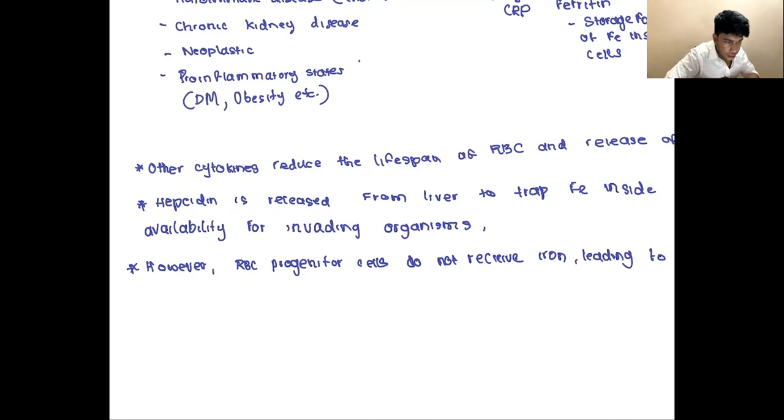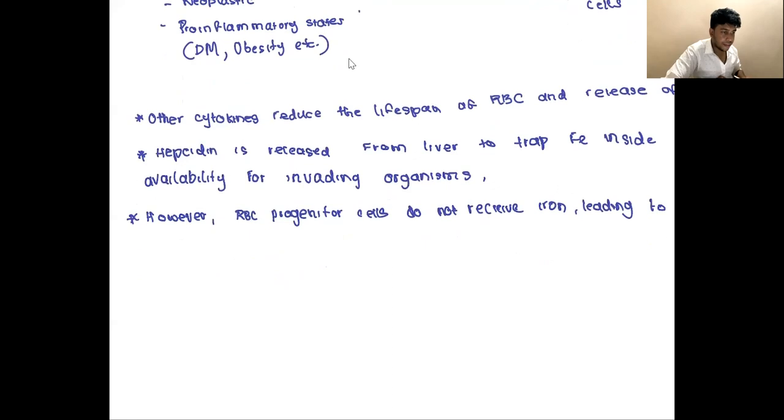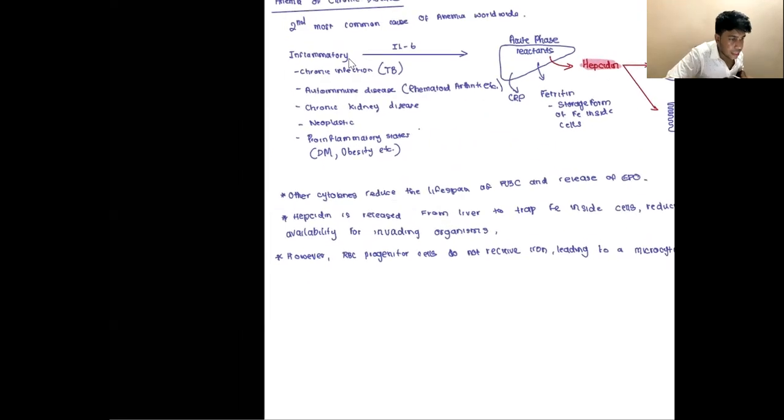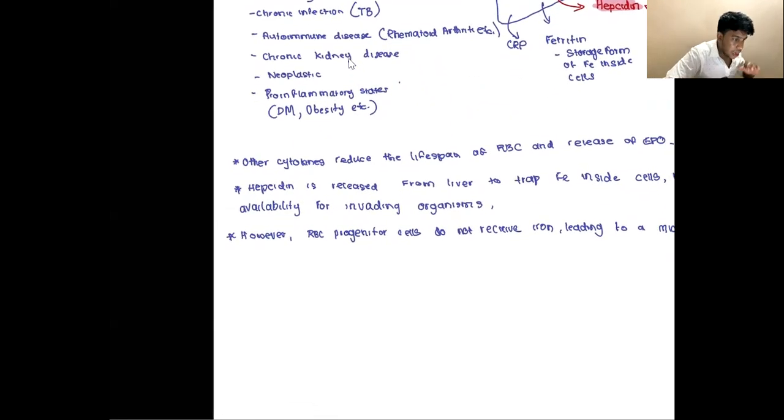Microcytic. Yes, microcytic is one, and the other one is normocytic. It's similar to how iron deficiency anemia is: microcytic or normocytic anemia. So in iron deficiency, in the beginning it is a normocytic anemia, but later on it becomes a microcytic anemia. Same concept here.